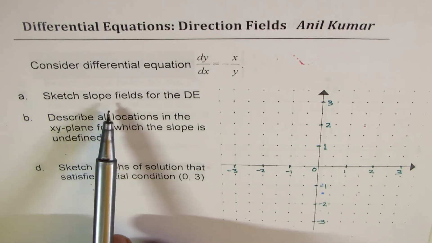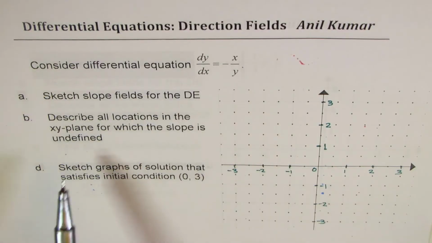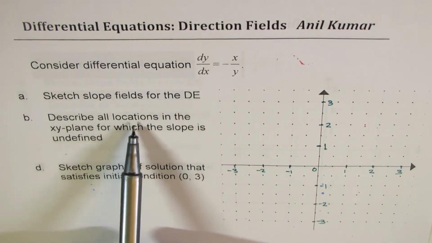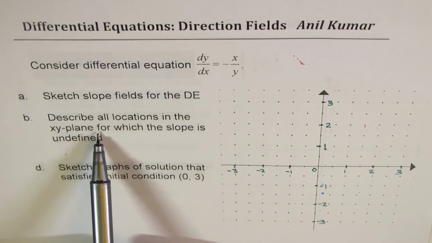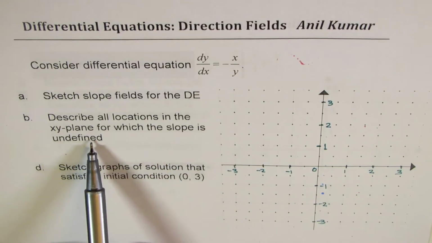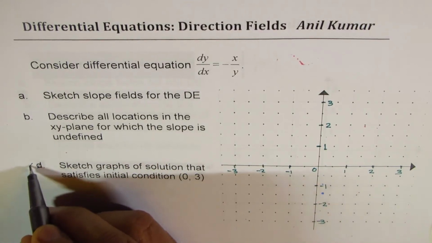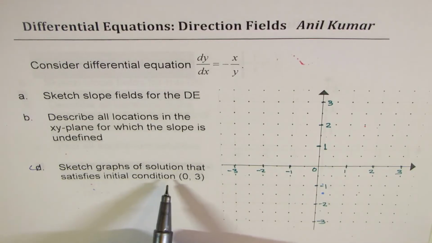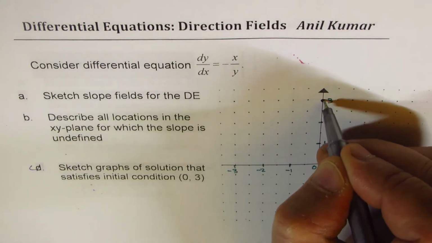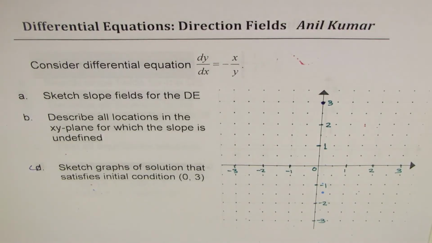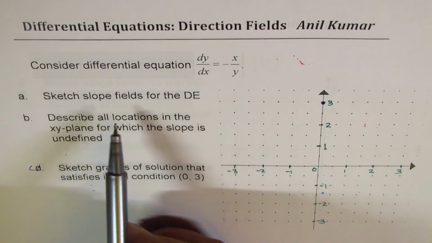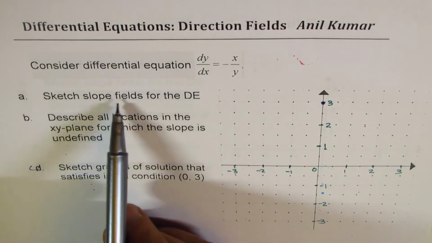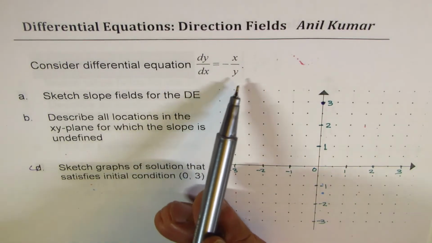Now here we need to sketch the slope field for the differential equation, describe all locations in the xy plane for which the slope is undefined, and then sketch the graph of the solution that satisfies the initial condition (0, 3). So we'll sketch a graph going through (0, 3), right? That is what we have to do. There are very interesting things here. Before we get into sketching, let's try to analyze what we have.